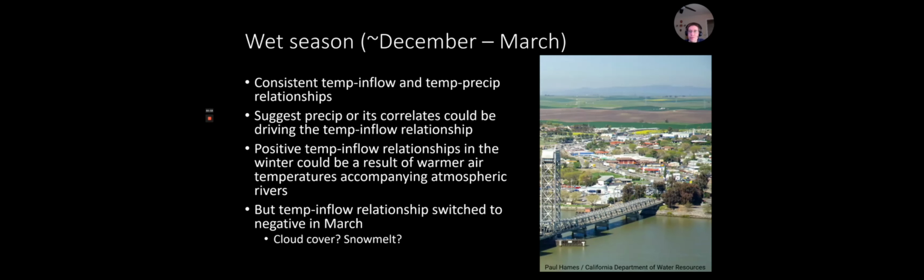But temperature-inflow relationships switched to negative in March at the end of the wet season, which was an interesting pattern. And we're not sure if it's due to cloud cover maybe having more of an impact in March when the days are longer and the solar intensity is stronger, or it could be a signal of snowmelt. So there's definitely a lot more to dig into here.